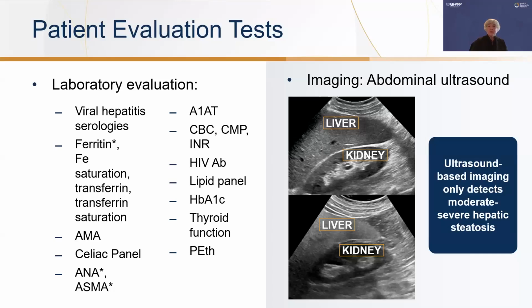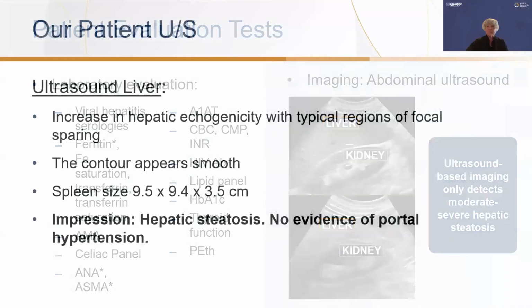So then we also see here some abdominal imaging with ultrasound. We see that the liver looks diffusely echogenic. And then we also see that the liver is a little bit brighter than some of the other organs, which does suggest steatosis. And then we see on the side that ultrasound-based imaging only detects moderate and severe hepatic steatosis. So we can actually, though, see some of those things already just from looking at them ourselves.